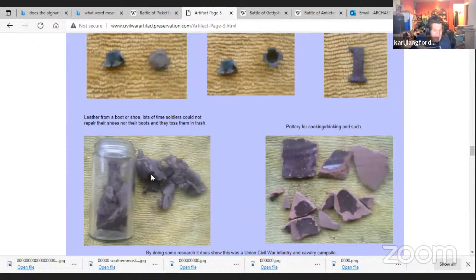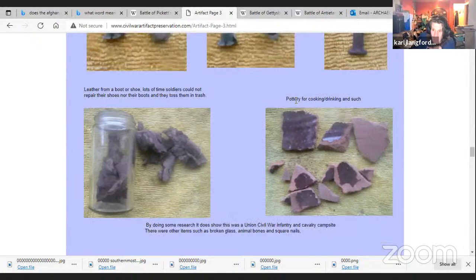Evidence of leather. Again, I'm loving this because these are all little bits of evidence. Leather from a boot or shoe. Lots of times soldiers could not repair their shoes nor their boots, and they tossed them in the trash. So obviously bits of boot there. So basically, if somebody's dead in front of you, you would take their boots if they had better boots than you, right? So pottery, there you go, some of the pottery that they were using.